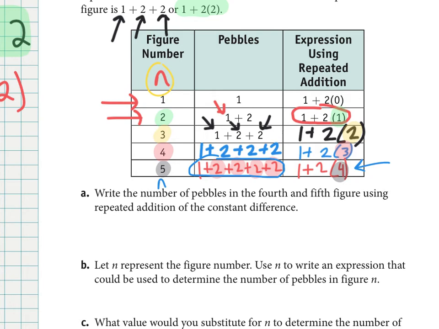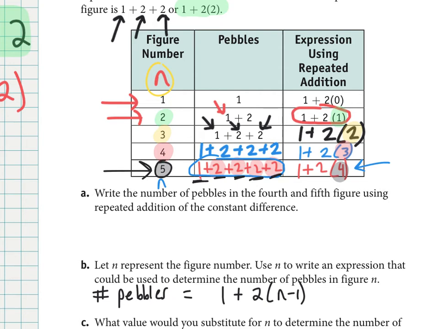So the number of pebbles would always equal 1 that we started with, plus we add 2 n minus 1 times. Again, let's just think about that. Go back to, for example, row 5. We started with 1, right? Always start with 1, and then we added 2 4 times to get the fifth total. So we started with 1, and we added 2 n minus 1 times.